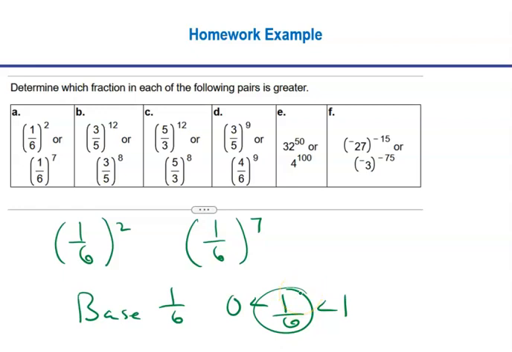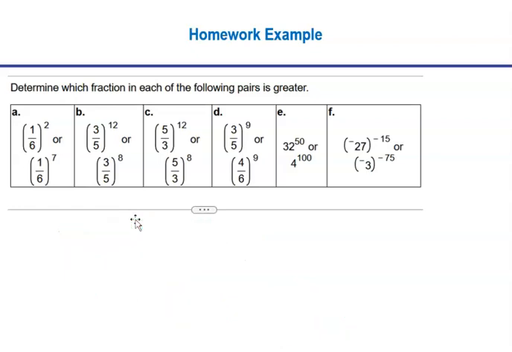So even though it looks like something to the 7th ought to be bigger than something to the 6th, not when that number inside is between 0 and 1. Multiply it out and see what I mean. So greater than is what goes in here. Okay? Next problem, let's look at B.